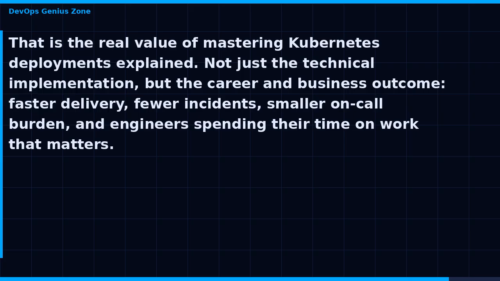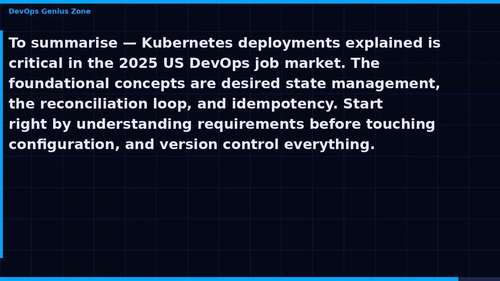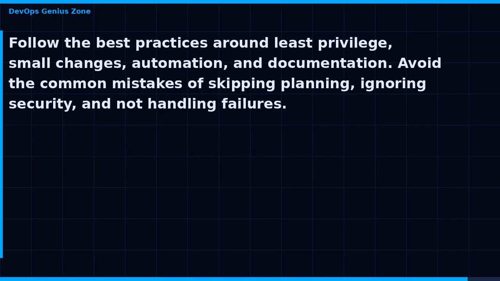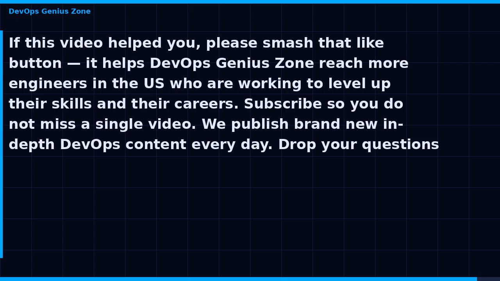To summarize, Kubernetes deployments explained is critical in the 2025 US DevOps job market. The foundational concepts are desired state management, the reconciliation loop, and idempotency. Start right by understanding requirements before touching configuration, and version control everything. Follow the best practices around least privilege, small changes, automation, and documentation. Avoid the common mistakes of skipping planning, ignoring security, and not handling failures.